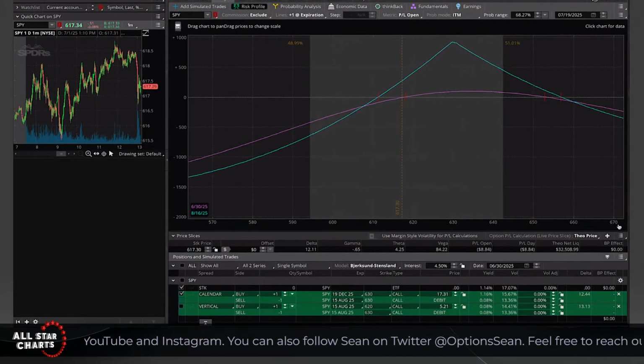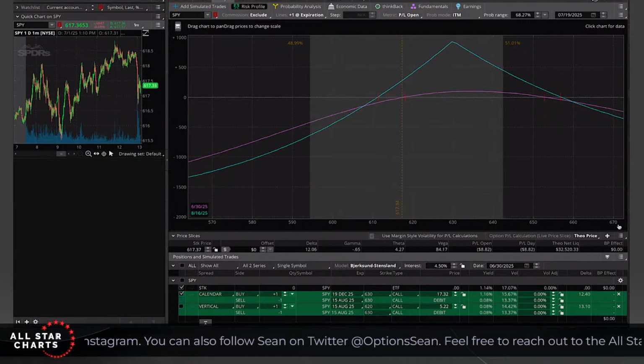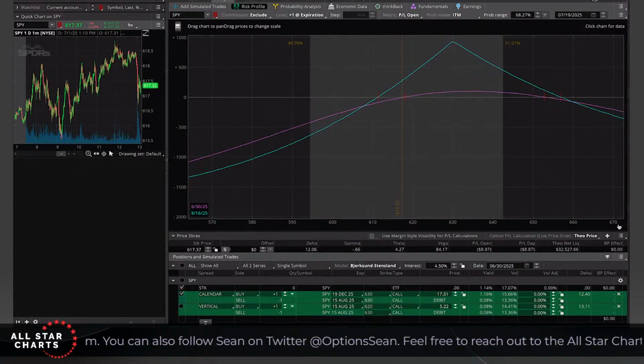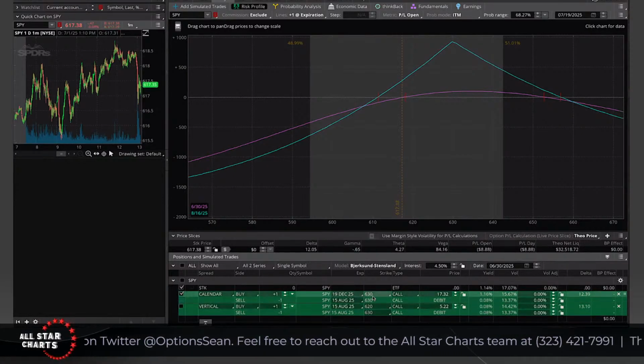The reason I would choose a call calendar spread versus a vertical spread in cases where I'm bullish in both situations is because really what I'm trying to accomplish with the calendar spread is I want to be an owner of these December 360 calls.